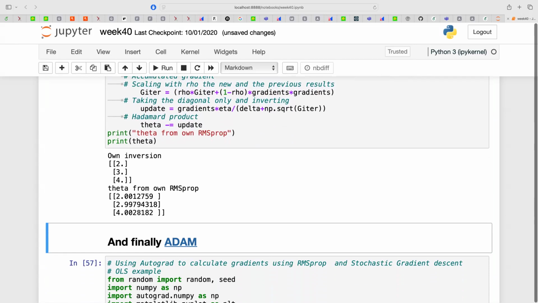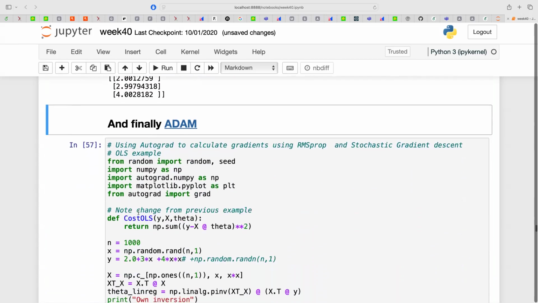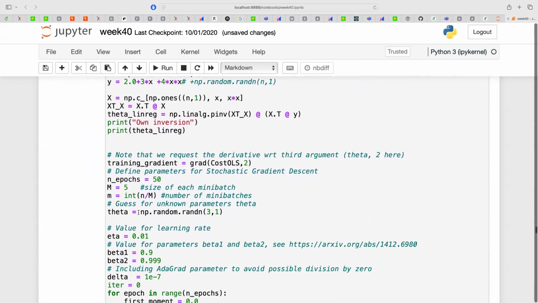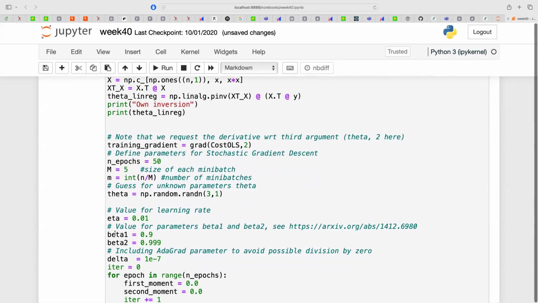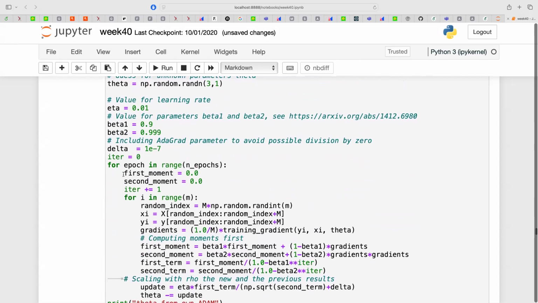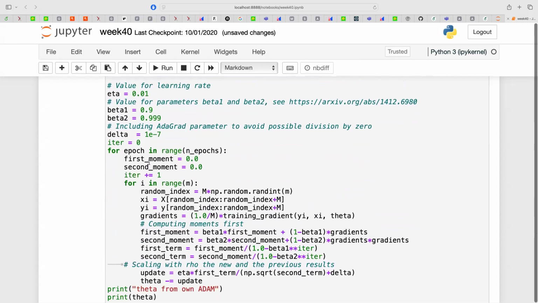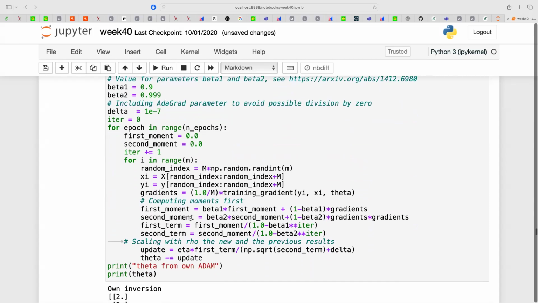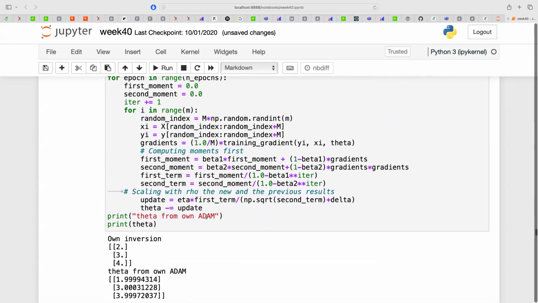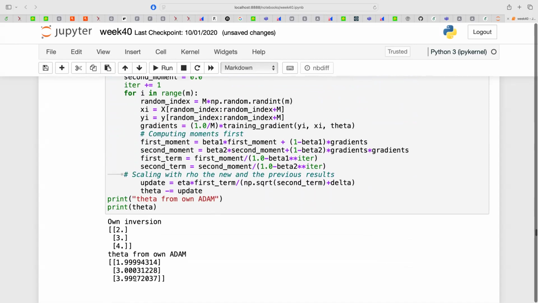And Adam, the final algorithm, and the one which many people tend to prefer to use, contains two new parameters, which are called beta 1 and beta 2. It has the learning rate again, epochs, and the number of data in the batches. But now it calculates this first moment and the second moment. And here again, what I've simply done is to implement the algorithm as we saw it in that specific case. And you see, again, in this case, I'm getting pretty close to the values which I get from matrix inversion. And in this case, I have a data set which doesn't have any noise.